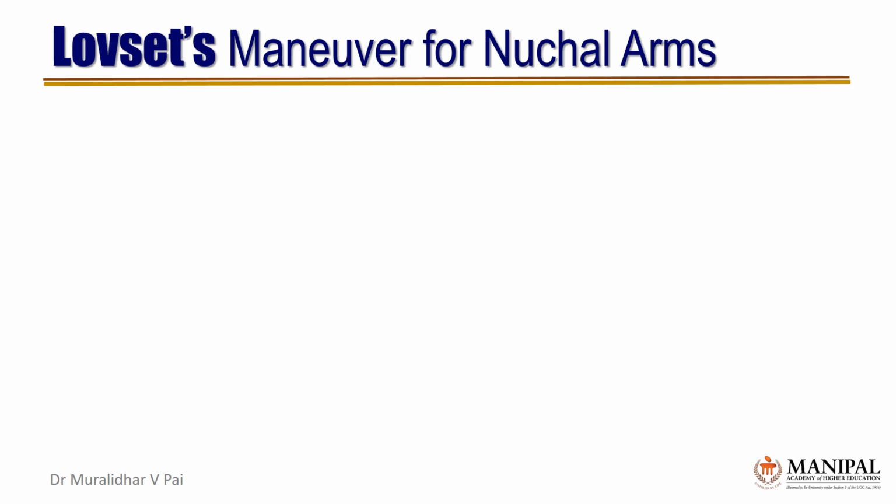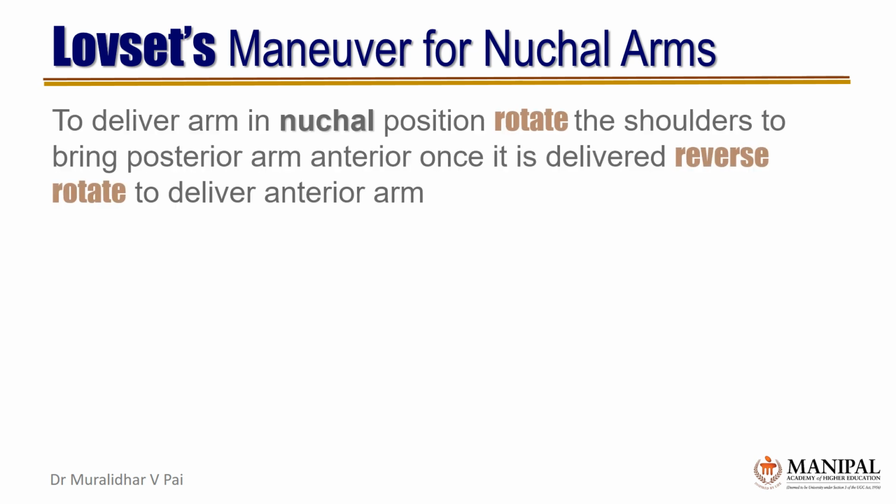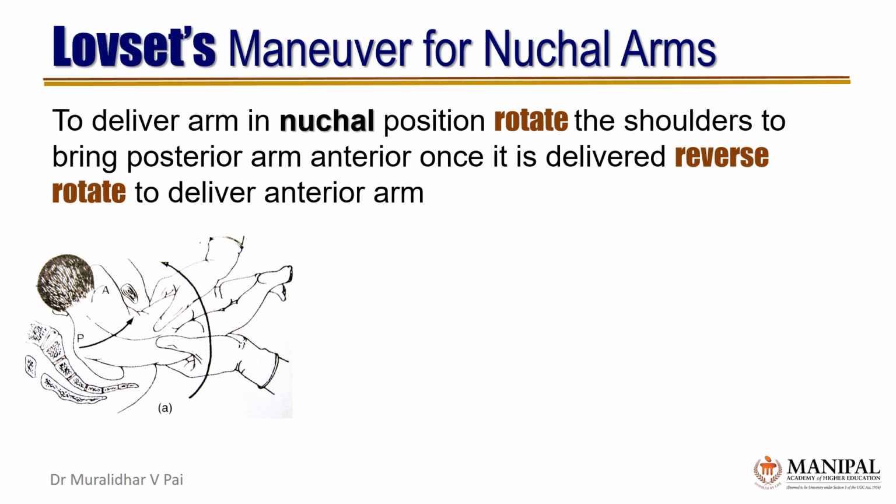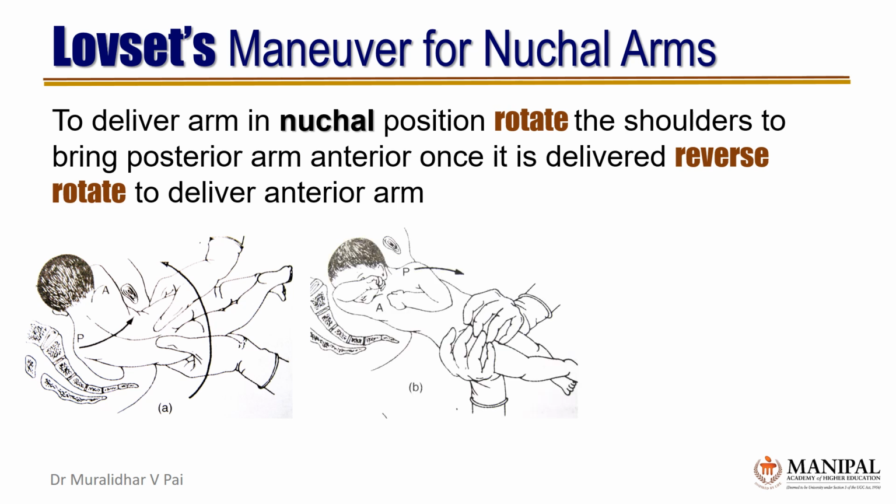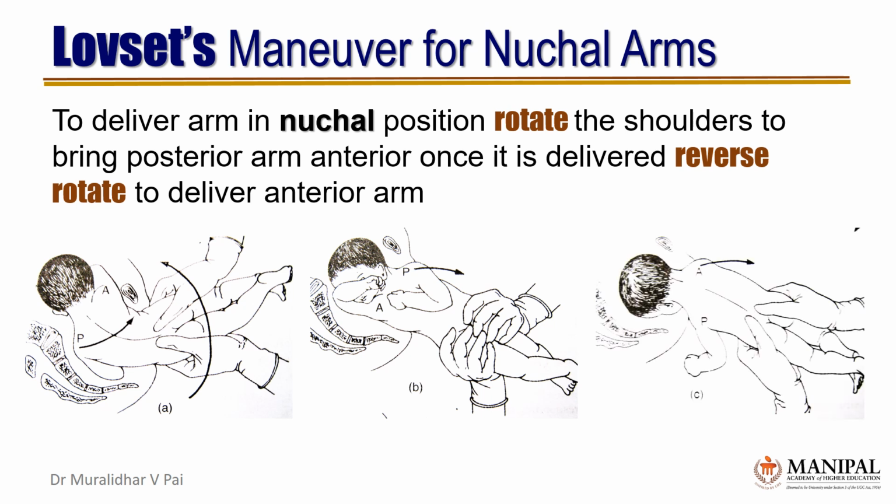The third difficulty is delivering the nuchal arms. Lovset maneuver is the one which delivers these arms. The trick here is rotating the shoulders in such a way that the lower posterior shoulder, as it becomes anterior, gets automatically delivered. And once that is delivered, the reverse rotation will easily deliver the anterior arm. As shown in this picture, the lower posterior shoulder, as rotated, gets delivered under the symphysis pubis, and after that reverse rotation will deliver the anterior arm.